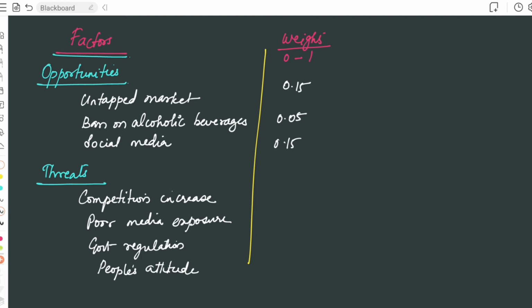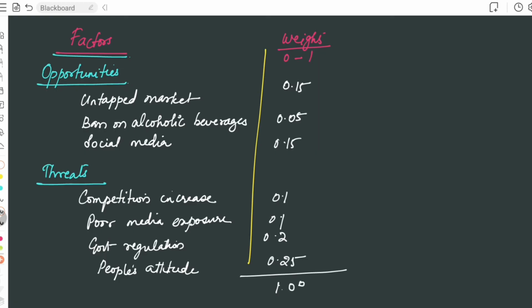Then competition, maybe we will give it 10%. Poor media exposure, again maybe we'll give it 1%. Government regulation, let's say we'll give a factor of say 20%, right? So then, how much is it totally? 15, 30, 35, 45, 55, 65, 75. So people's attitude, let's say 25%. So total it should come to 1.